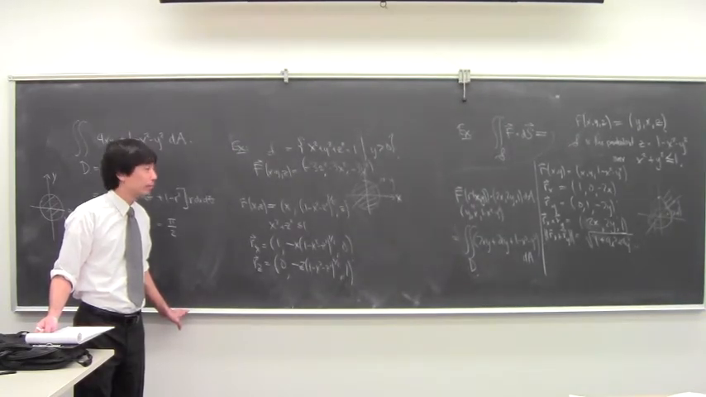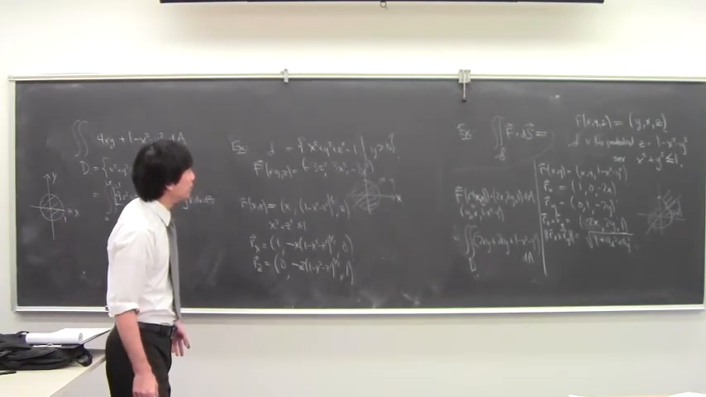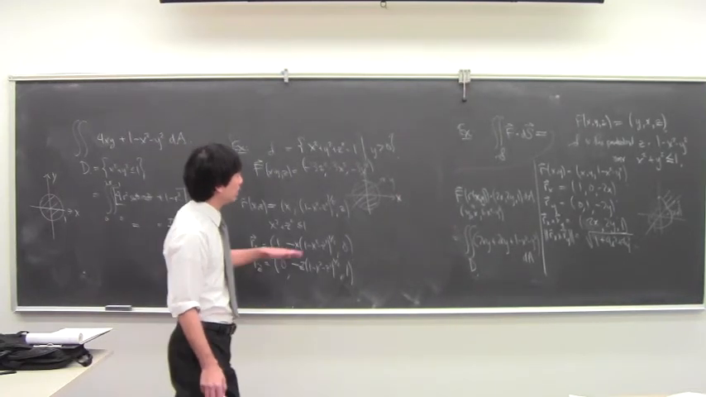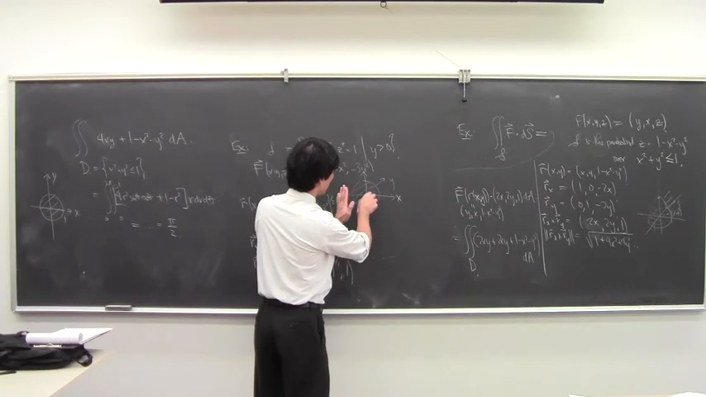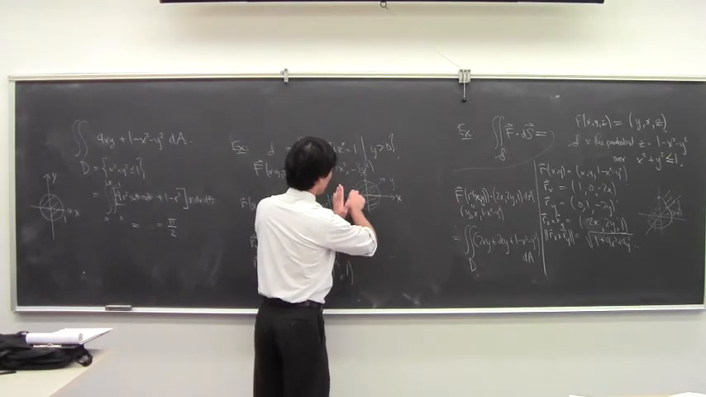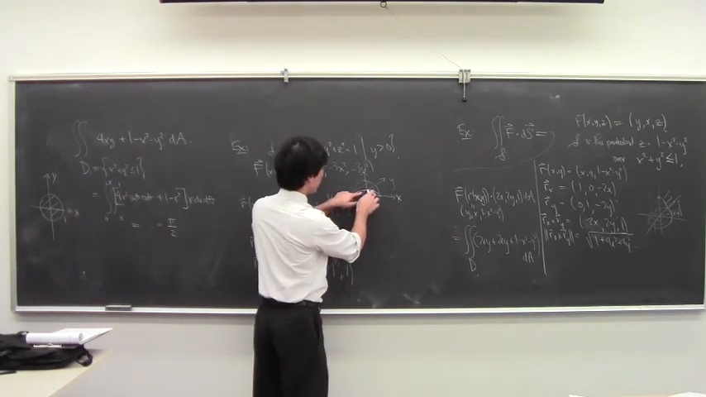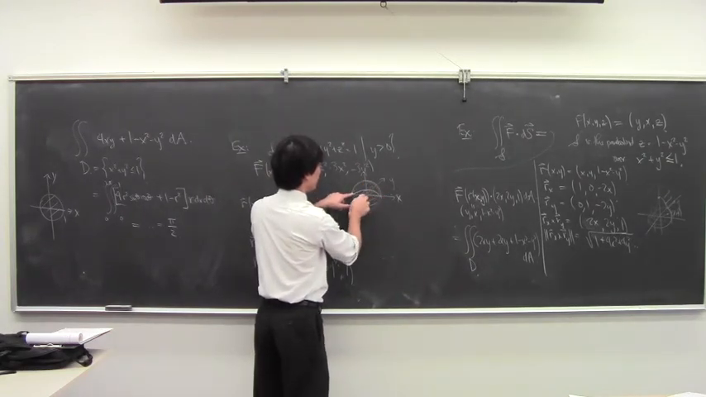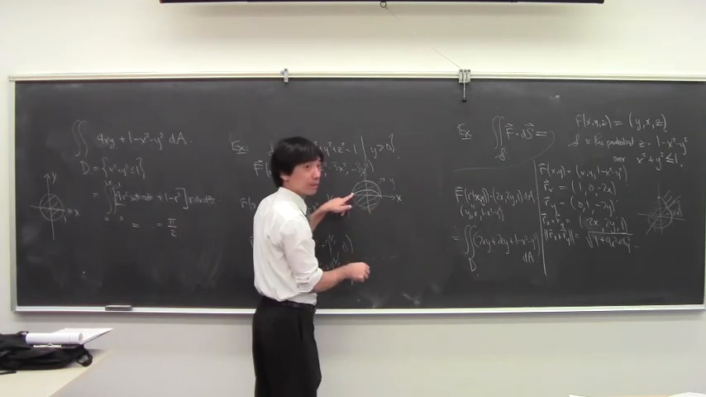Would it still work if you used y? So you could, but you see, then your domain would be like this, and you'd probably have to do it in two parts. You'd have to do the upper quarter sphere, and then this lower quarter sphere also. Yeah, but that would be fine.